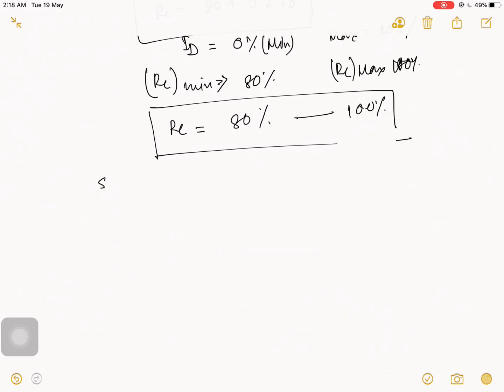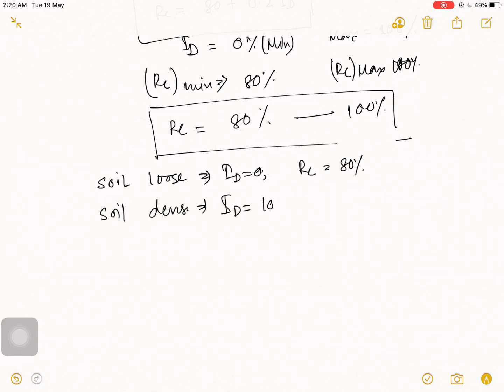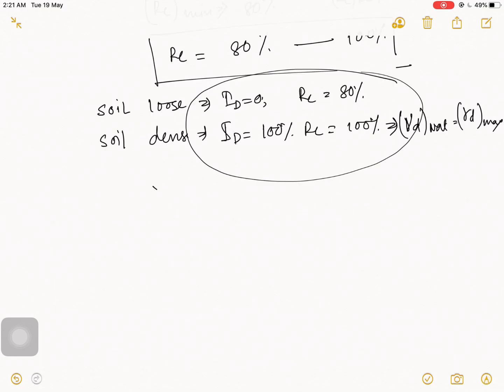I can say if soil is loose, that means ID is 0, relative compaction is 80%. If soil is dense, ID equals 1 or 100%, then RC should be 100. In that case, gamma d natural equals gamma d maximum. You should always remember the minimum value of RC is not 0, it is 80%. The maximum is 100%.